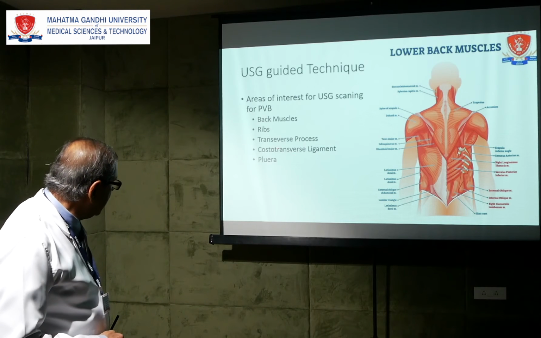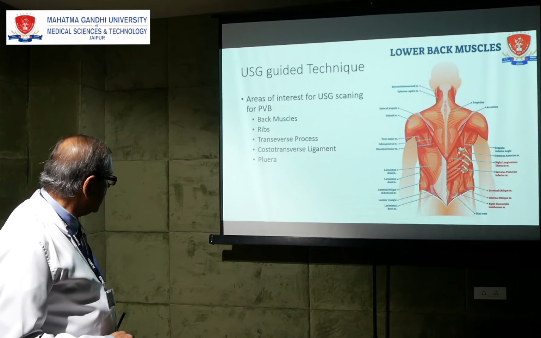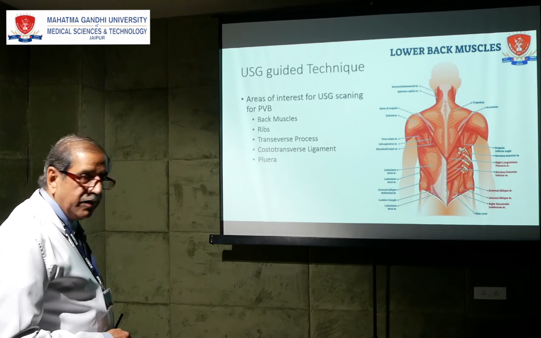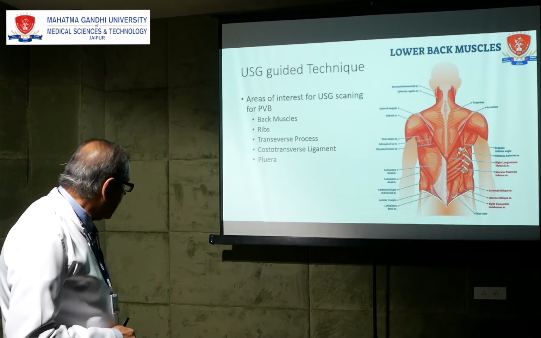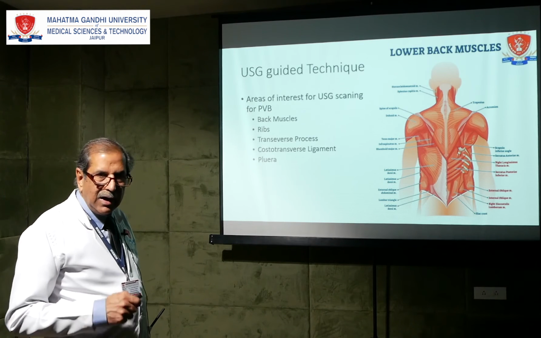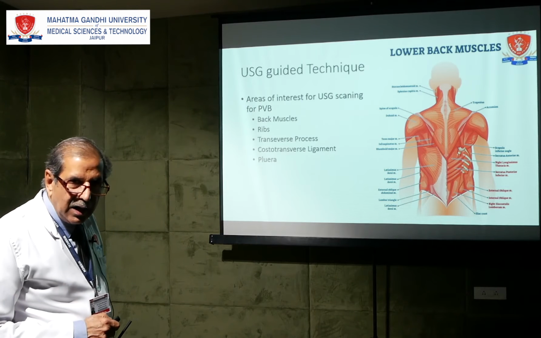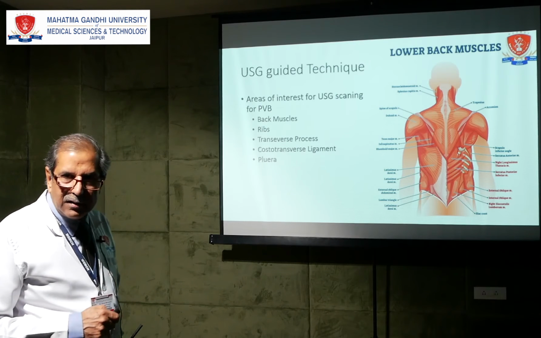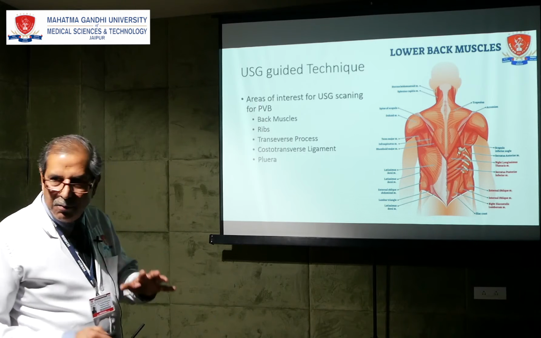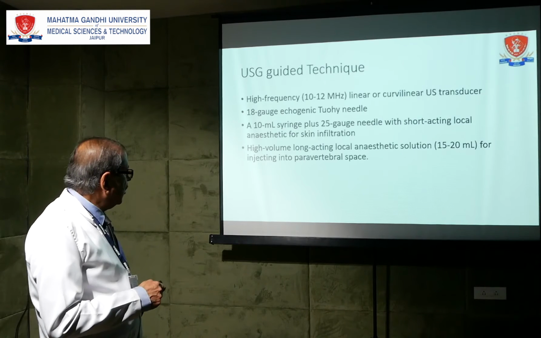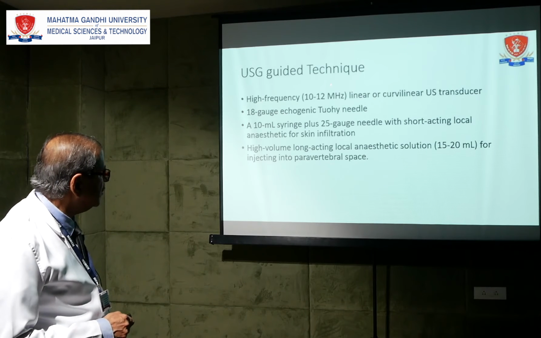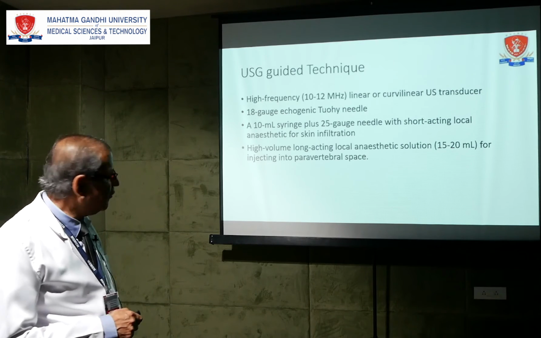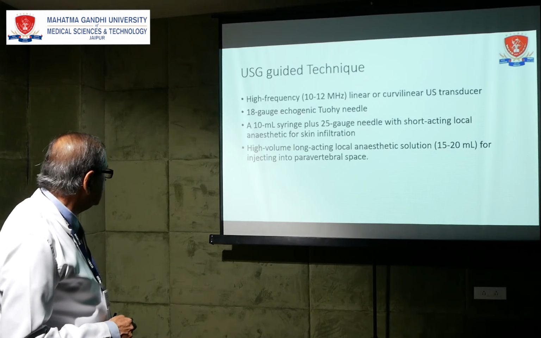Then you need to identify the costotransverse ligament through which you will be injecting, and finally the pleura. The hallmark of pleura is that it is a shining white structure, and in a spontaneously breathing patient you can see the pleura moving. For this block, it is ideal and best to select a high frequency probe because the depth at which you are going is not too much.